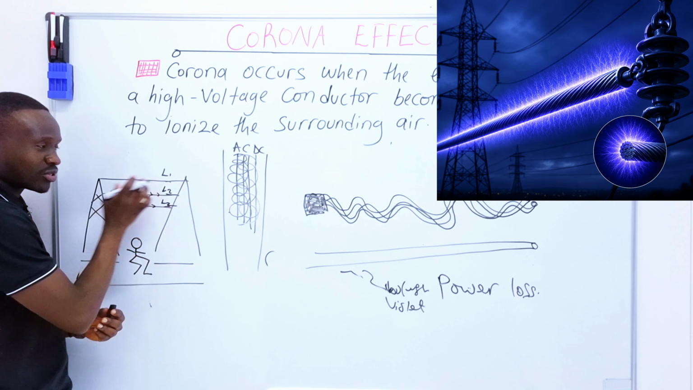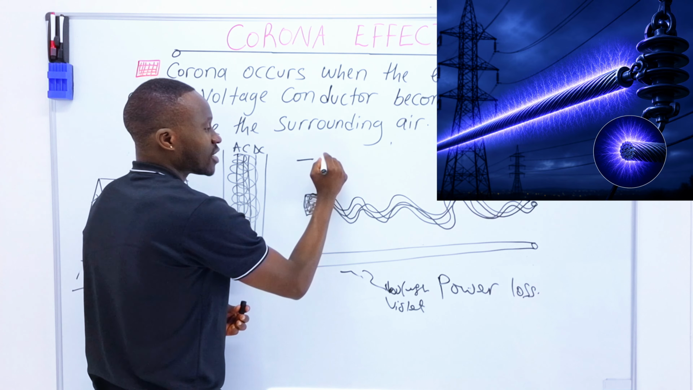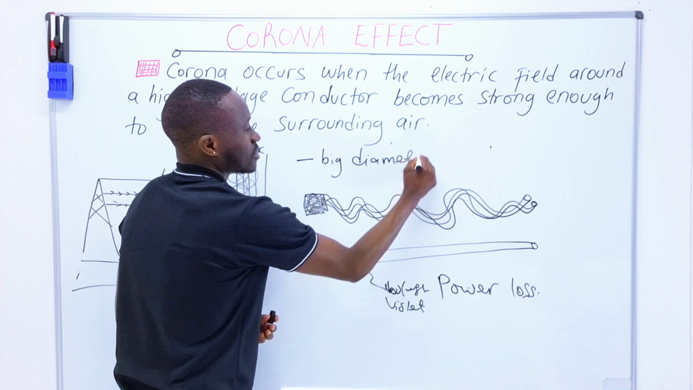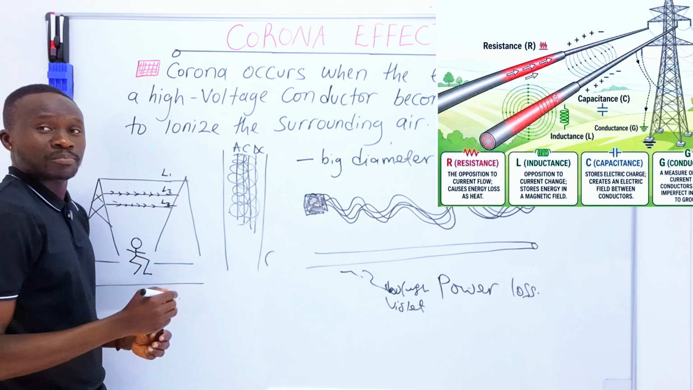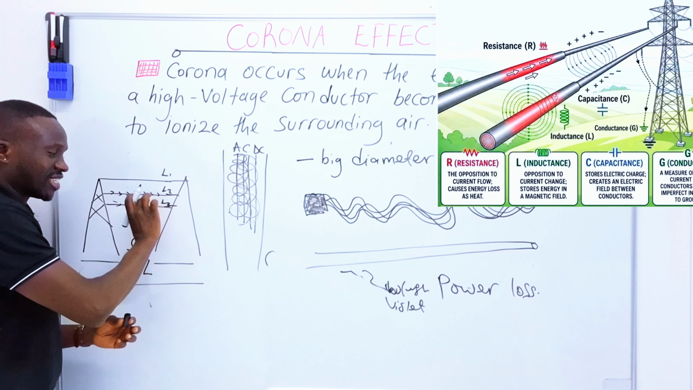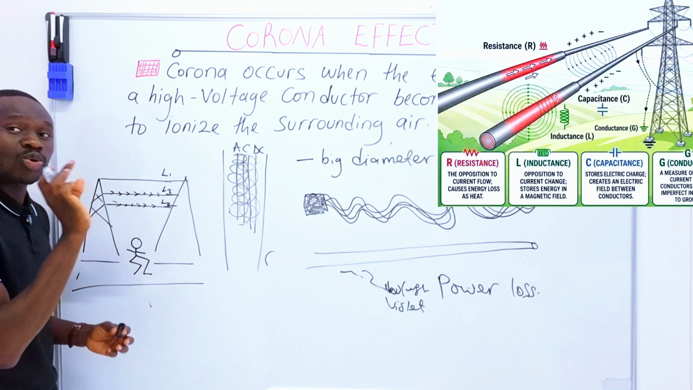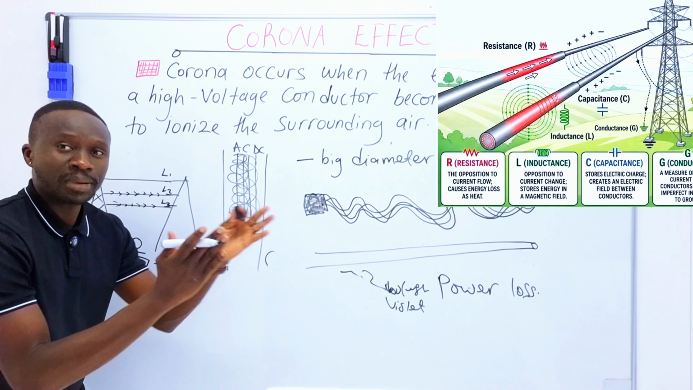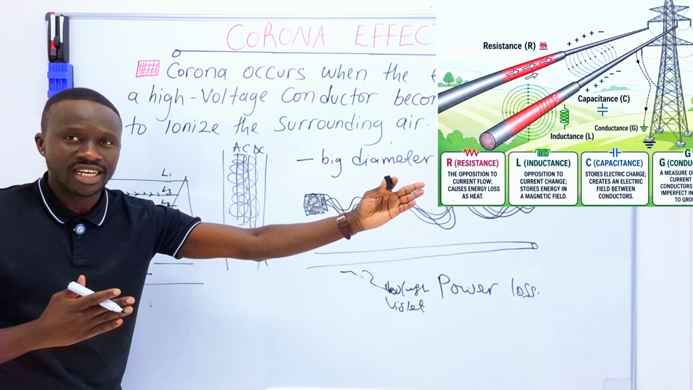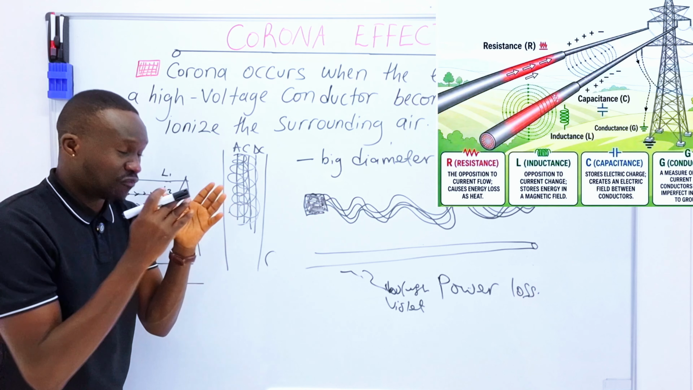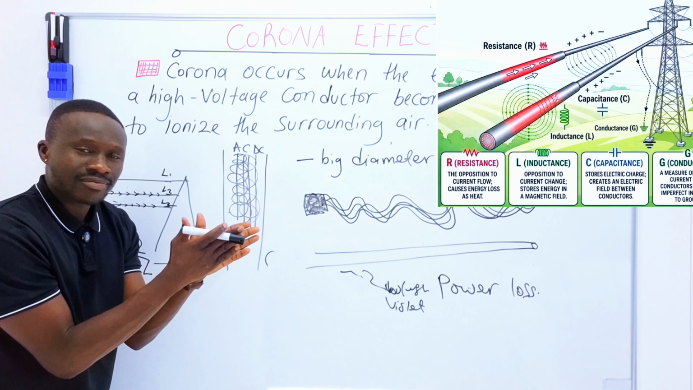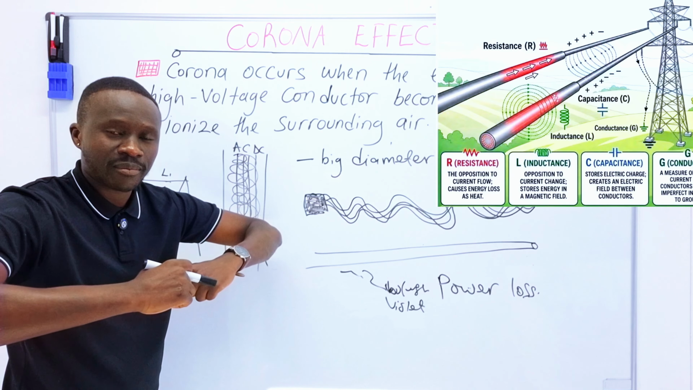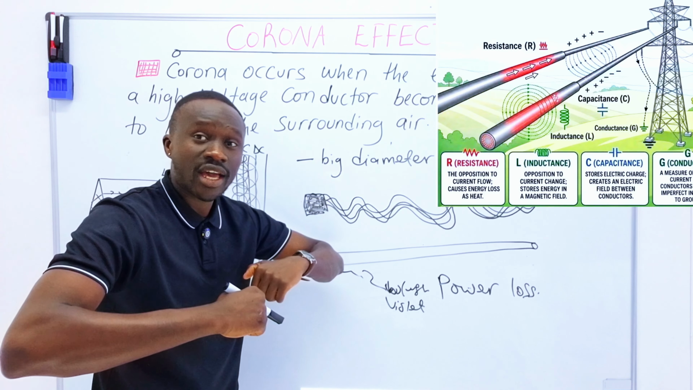These transmission cables use big diameters. When a conductor is big, it reduces the corona effect, because electrons will have space to move in the conductor. Only when they are very many and the conductor is small will they move out. And once they move out, they ionize the air molecules.